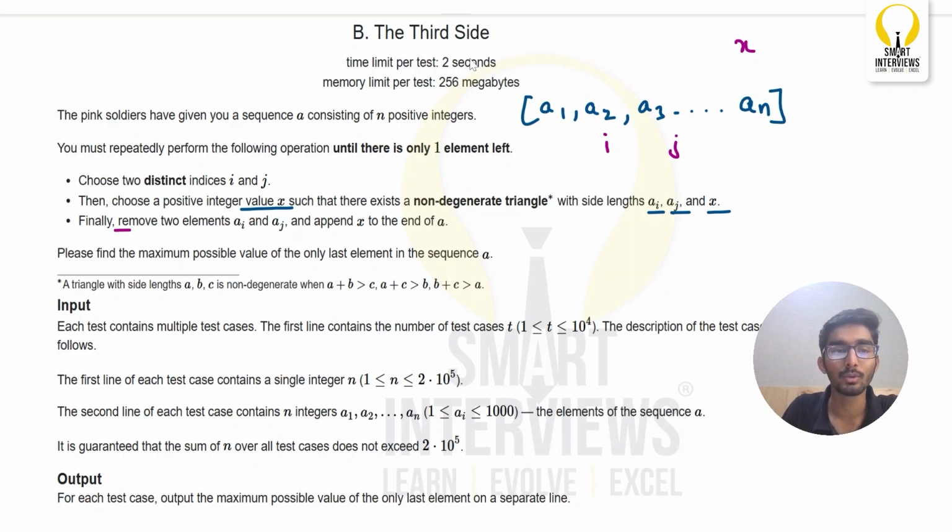Finally, remove two elements AI, AJ. So I can remove these two elements AI, AJ and append x to the end of A. So at the end I need to append x.